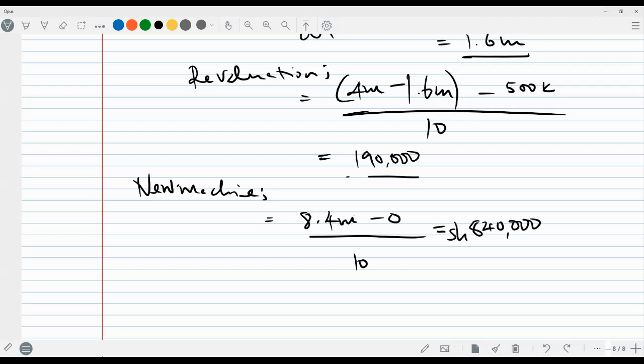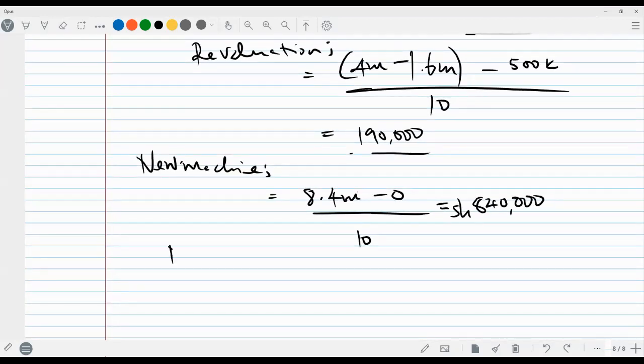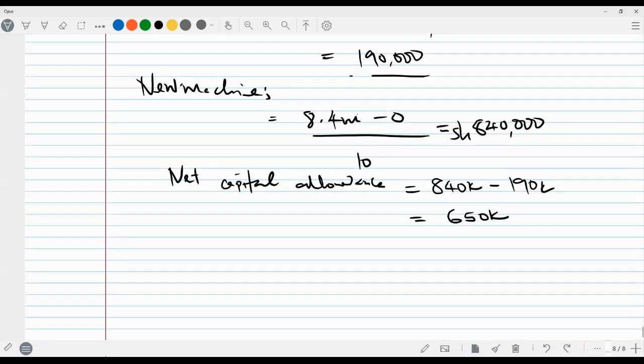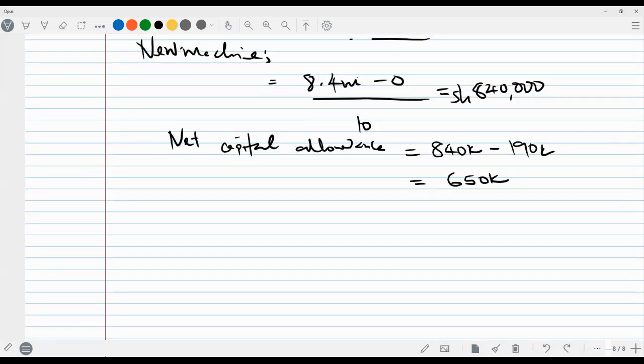But don't forget they have lost 190. Therefore, net capital allowance is equal to 840,000 minus what you have lost, 190,000, to give us a net of 650,000. Therefore, the implied tax saving will be equal to 650,000 times the tax rate as per note 2, which is 30%.